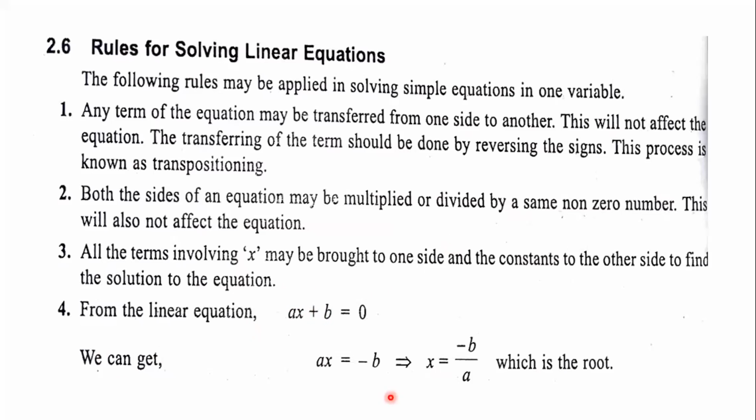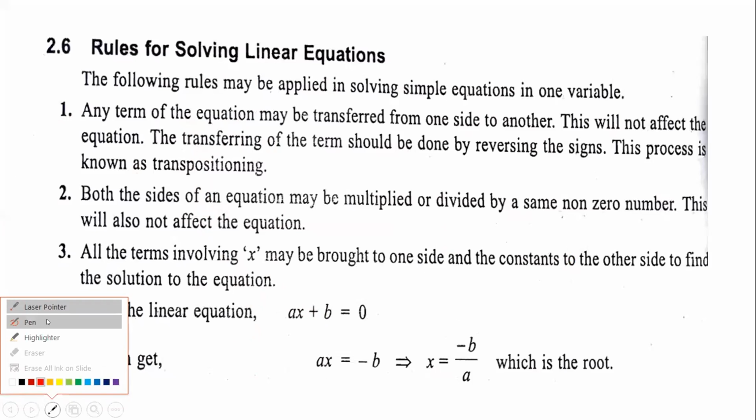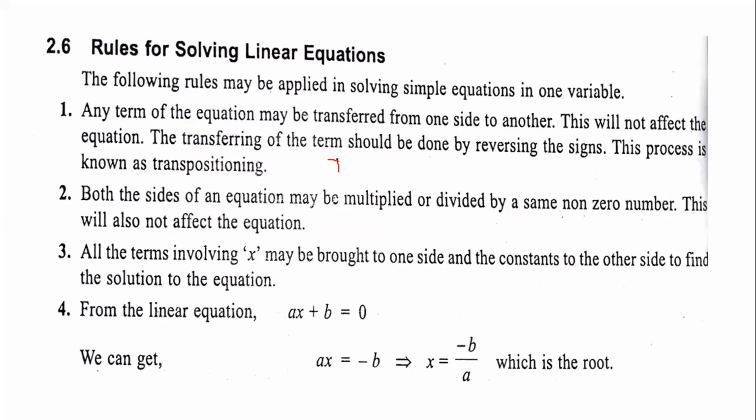Now how do we simplify the equation, and how do we transfer terms from one side to another? If on one side you have plus, then if you take it to the other side, it is going to become minus. And if you have minus on one side, if you take it to the other side, it becomes plus. And the same thing, if you have multiplication and you take it to the other side, what will it become?